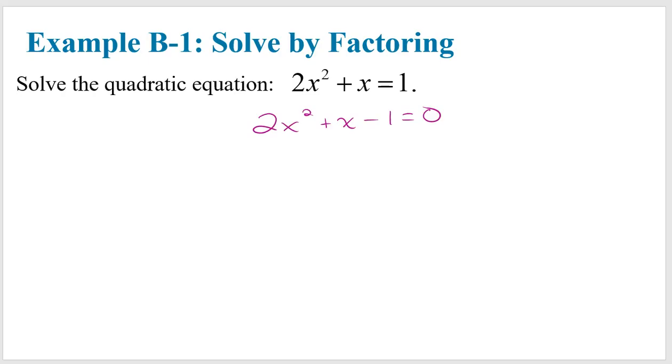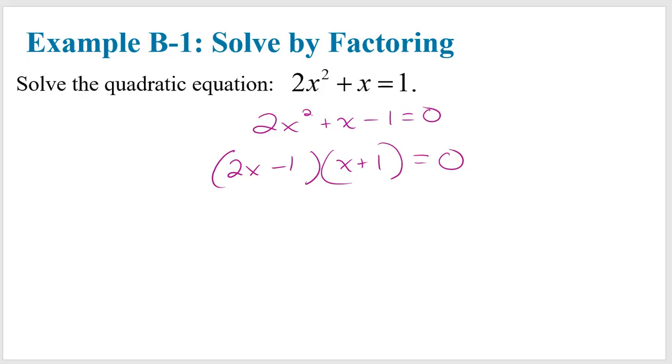The second step is to factor that left-hand side, using whatever factoring technique is necessary for that particular polynomial. In this case, I would just need to use my AC method. You should get 2x minus 1 and x plus 1 when you factor it. That's the largest part of this, getting it into factored form. If students struggle, it's usually getting it factored correctly.